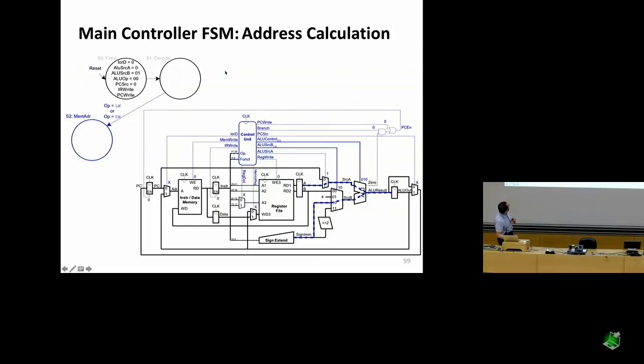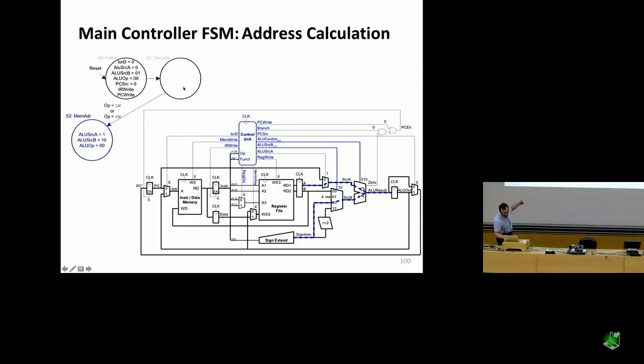So if the opcode is load word or store word, we're going to jump from the decode state. Decode state actually decodes the instruction. And it gives you whether you should jump to this state or some other state. Let's assume that we jump to this state. This state is memory address computation state. You have another set of control signals that need to be asserted. As you can see, this part of the data path is exercised.